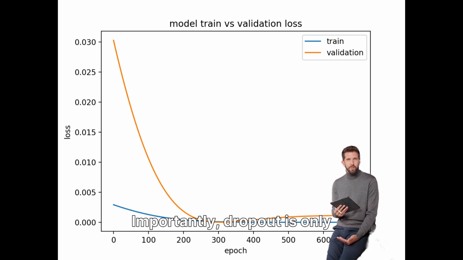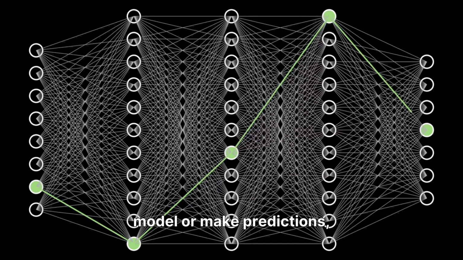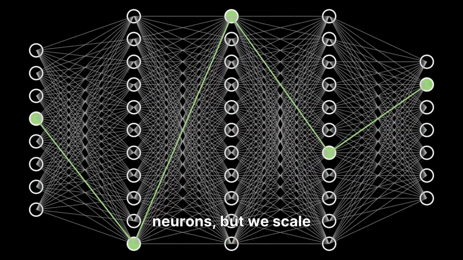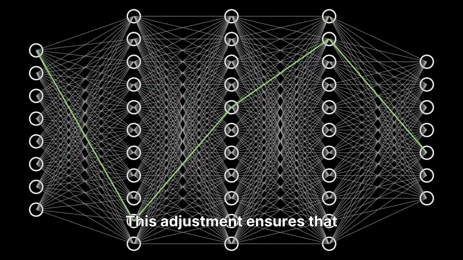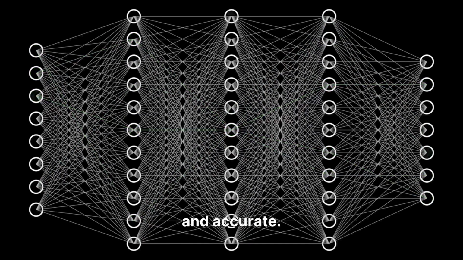Importantly, dropout is only applied during training. When we evaluate the model or make predictions, we use all the neurons, but we scale the outputs based on the dropout rate. This adjustment ensures that the predictions remain reliable and accurate.